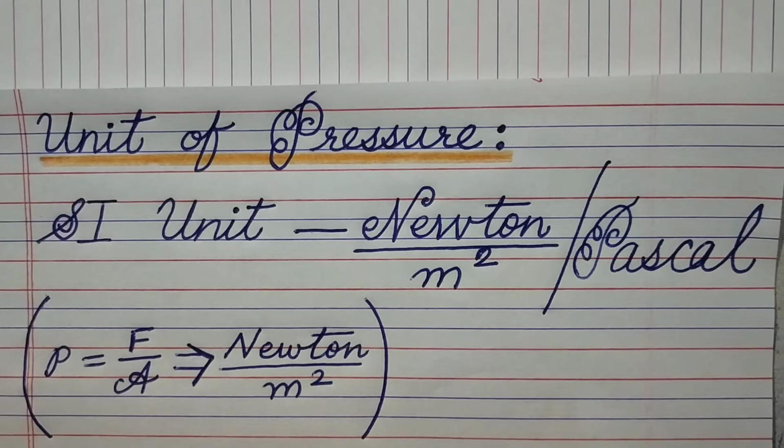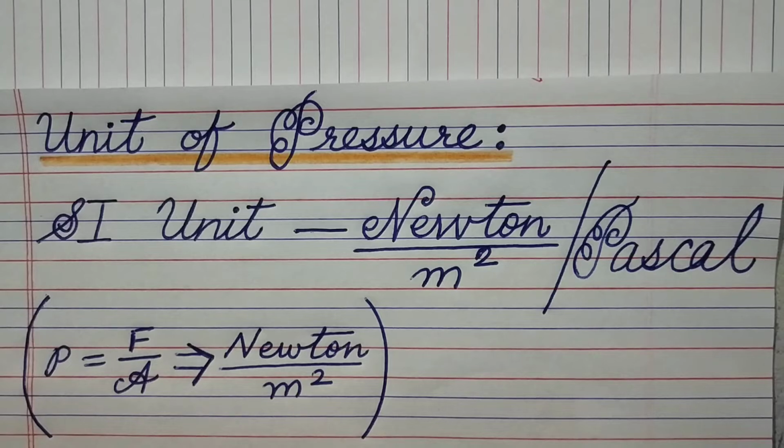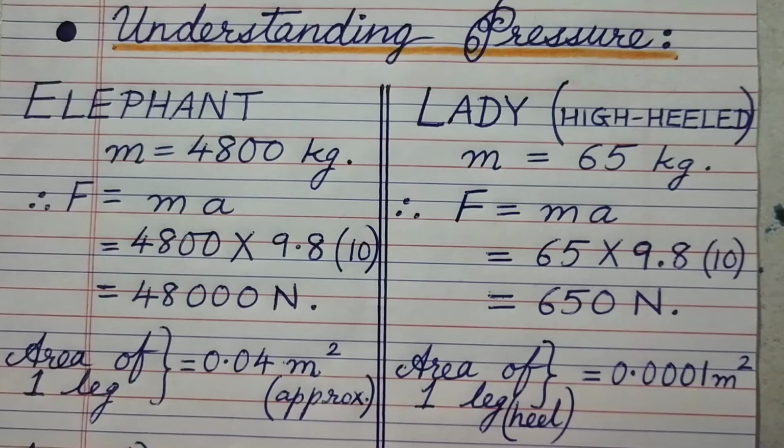The SI unit of pressure is Newton per meter square, because P is F upon A, force is measured in Newton and area is measured in meter square. This unit, Newton per meter square, is also known as Pascal in honor of the scientist Blaise Pascal, who devised many laws of pressure.